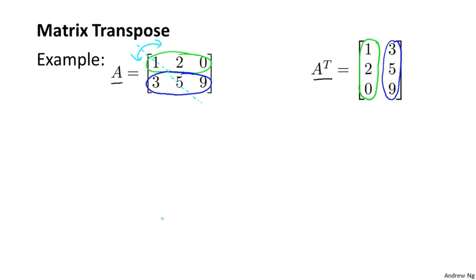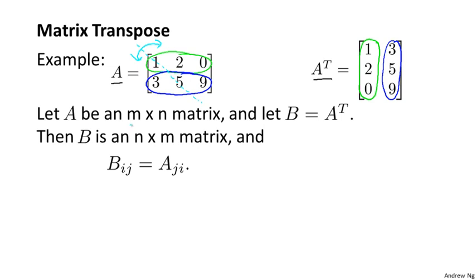Okay? So here's the more formal definition of a matrix transpose. Let's say A is an M by N matrix, and let's let B equal A transpose, like so. Then B is going to be an N by M matrix with the dimensions reversed. So here we had a 2 by 3 matrix, and so the transpose becomes a 3 by 2 matrix. And moreover, B_ij is equal to A_ji. So the ij element of matrix B is going to be the ji element of the earlier matrix A.